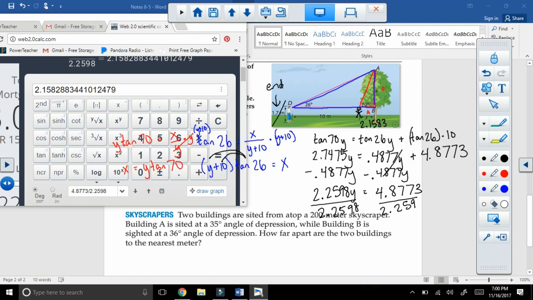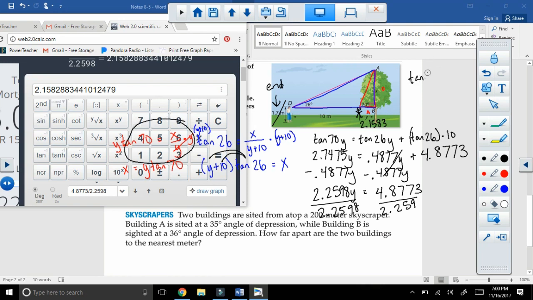This is not the final answer. We're almost there, but this is not it. This is what y is. I want to find x. I would take this and plug this in. It's maybe kind of hard to see, but I would plug it into that original equation here.